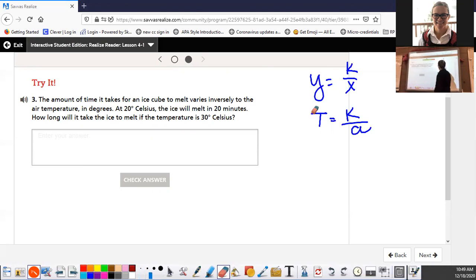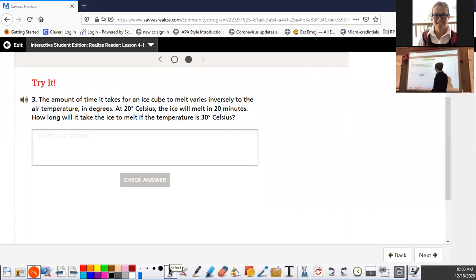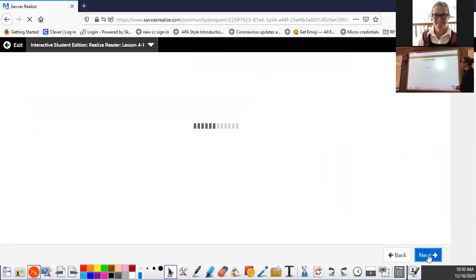You will probably always have to use your units, so keep an eye on your units here. At 20 degrees Celsius, the ice will melt in 20 minutes. I like to sometimes just identify time as T and air temp as A. I'll make that note off to the side to keep that straight. That'll help me with units also. Alrighty. Onward.